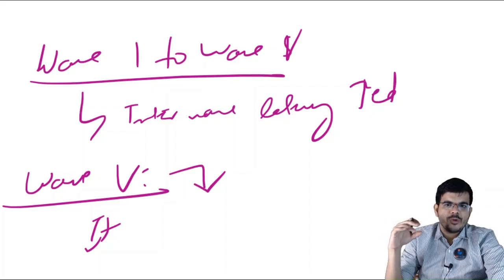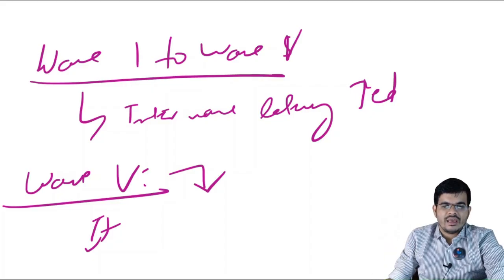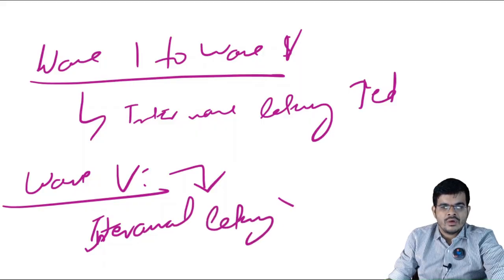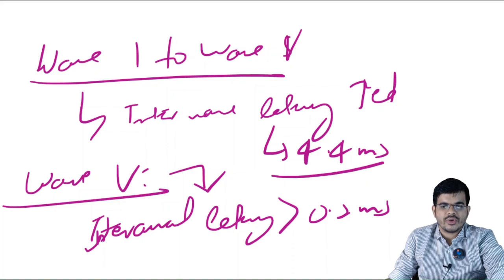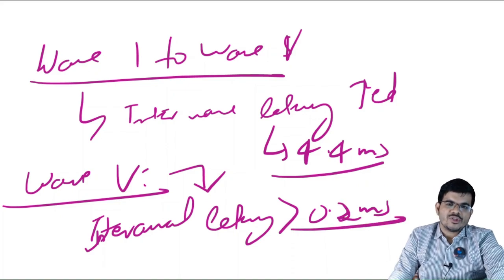Okay, so you have to look for wave 5 and the latency between the 2 ears, and the interaural latency more than 0.2 millisecond. Okay, here the interwave latency will be more than 4.4 milliseconds. Okay, so this is how you diagnose a case of vestibular schwannoma, and it is the best auditory diagnostic tool.